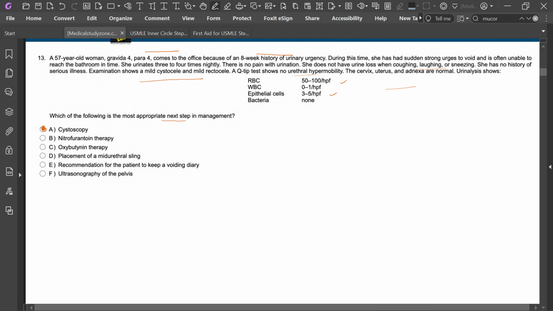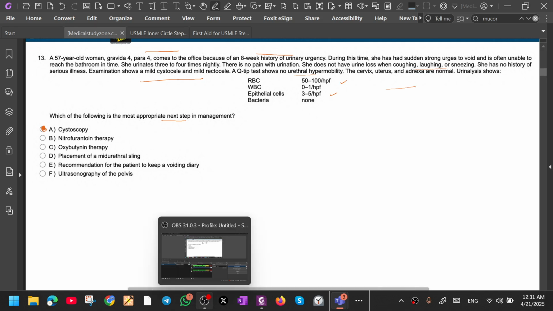Exam shows a mild cystocele and mild rectocele. Q-tip test shows no urethral hypermobility. The cervix, uterus, and anus are fine. Urinalysis: RBCs are a lot. White blood cells are not that many. Epithelial cells, 3 to 5. And bacteria, none. Which of the following is the most appropriate next step?